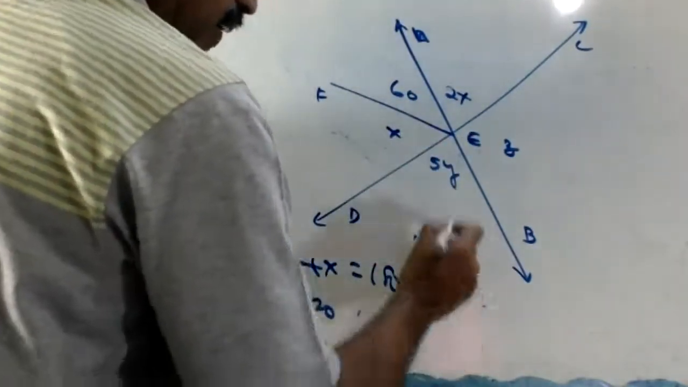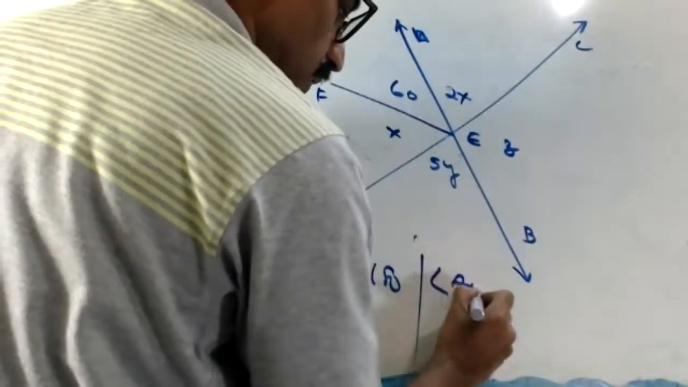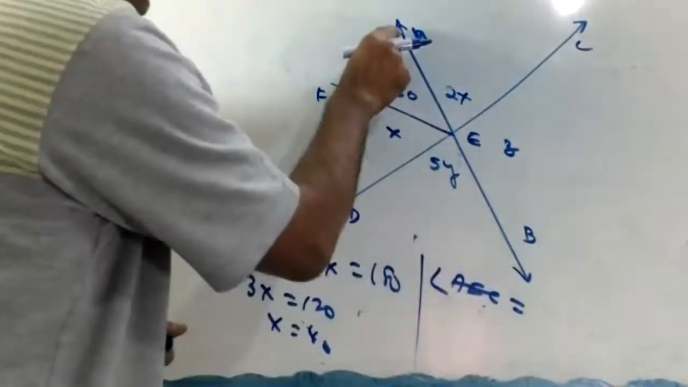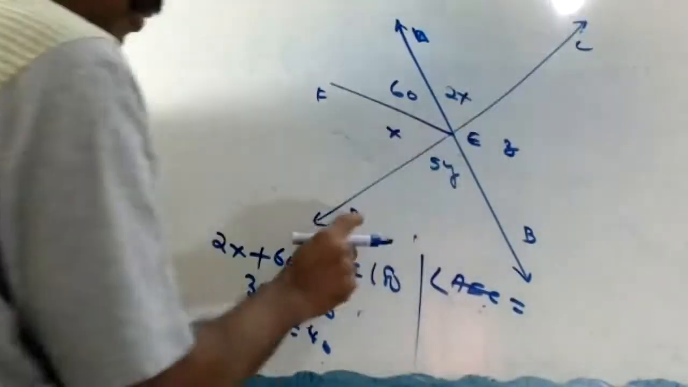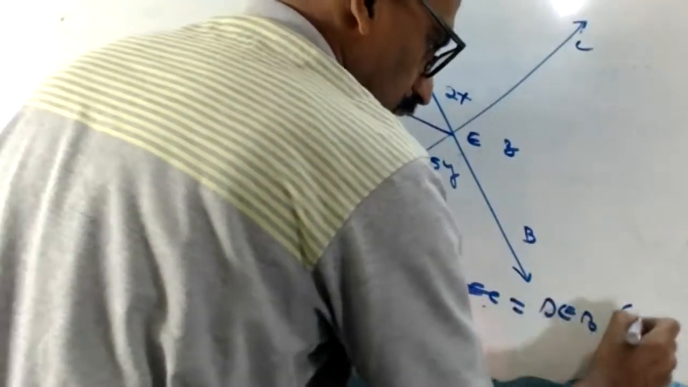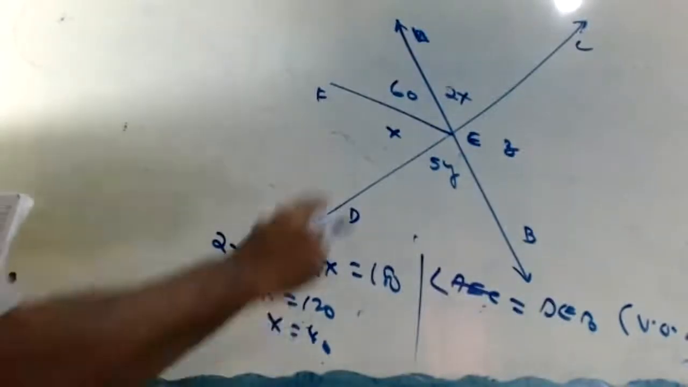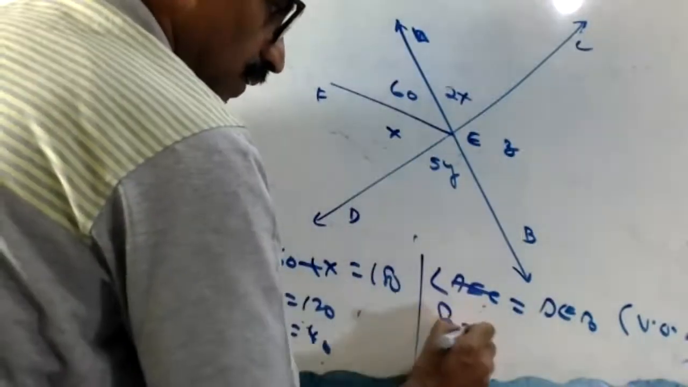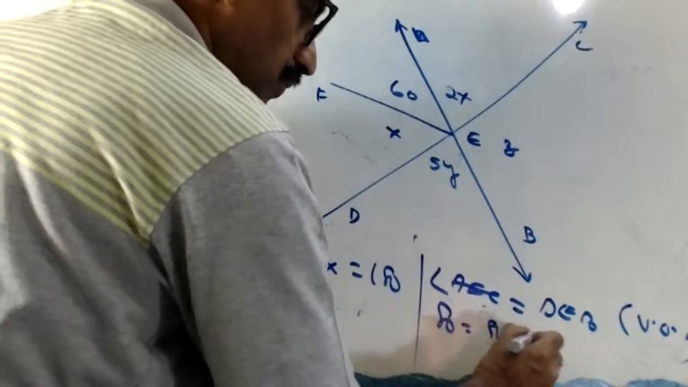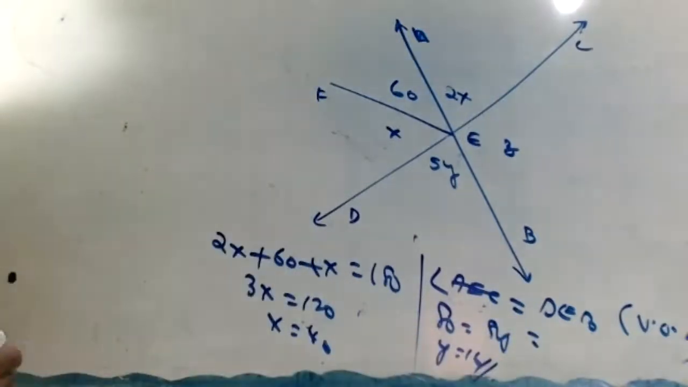Then angle AEC equal to DEB, vertically opposite angles. So 2x is 80, 80 equal to 5y. So we got y, how much? 16. Y equal to 16.